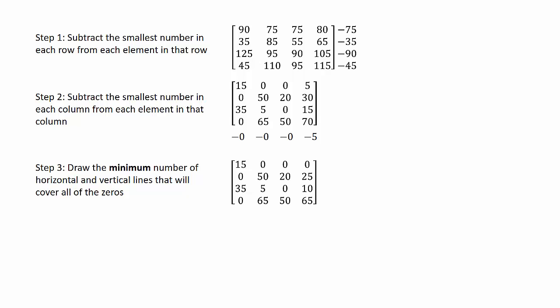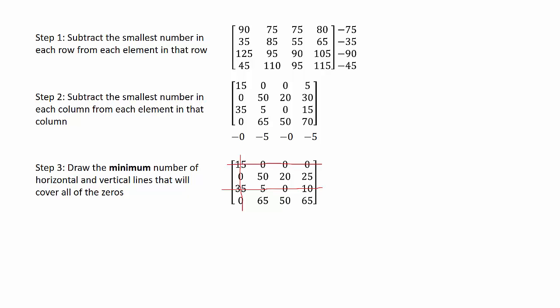Step 3, I have to draw the minimum number of straight, horizontal and vertical lines that will cover all of the zeros in my matrix. So let's do that. I've drawn 3 lines here. There can be more than one way to do this, but you're looking always for the minimum number of lines.